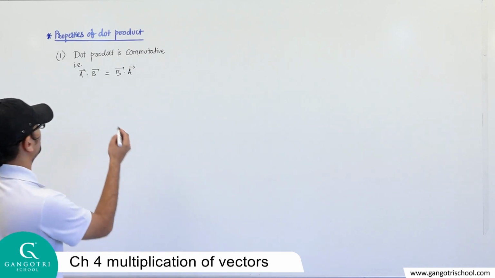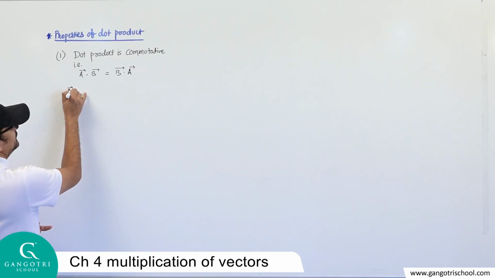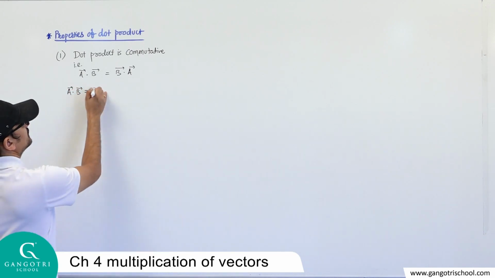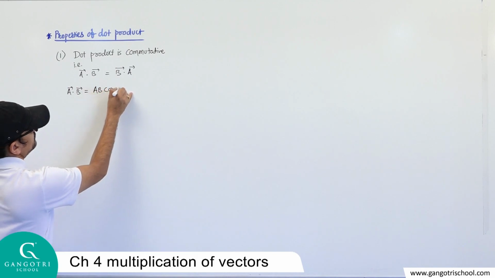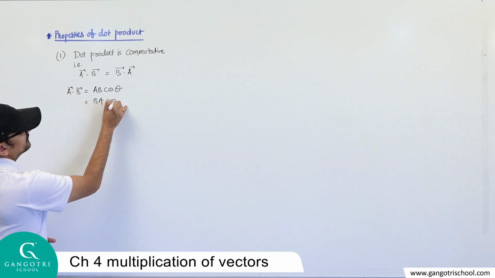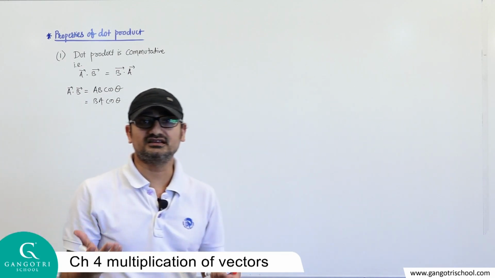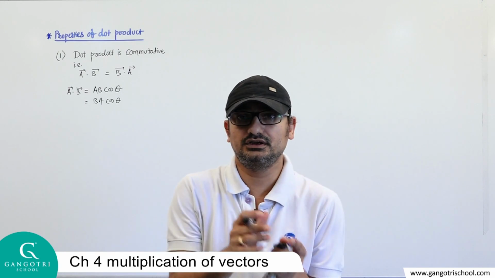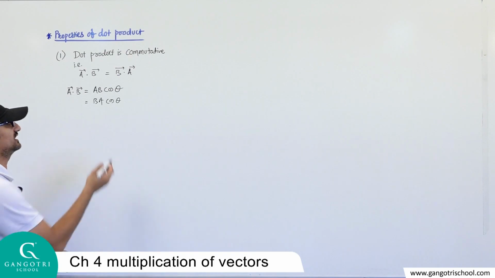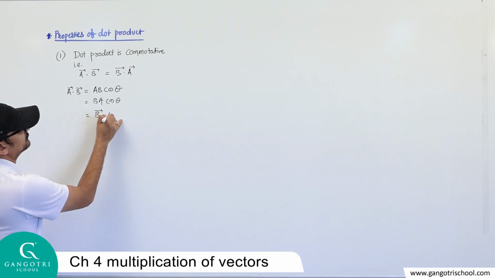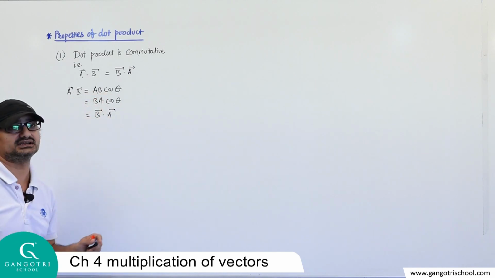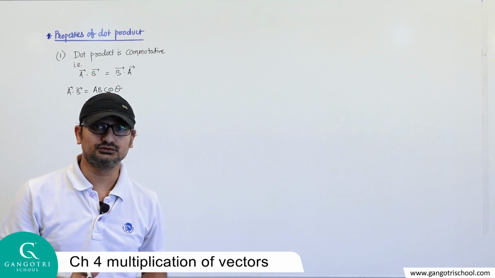I'll explain why. A dot B, as I gave you the formula in the introduction, means AB cos theta. So you can also write it this way: BA cos theta. In maths, 2 threes are 6, so 3 twos are also 6. 3 into 2 and 2 into 3 are both the same. So AB cos theta also equals BA cos theta. And BA cos theta is also equal to B dot A. Like A dot B is AB cos theta, B dot A is BA cos theta. So remember that the dot product is commutative.